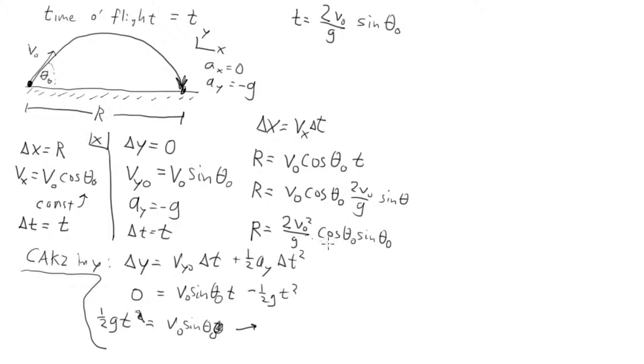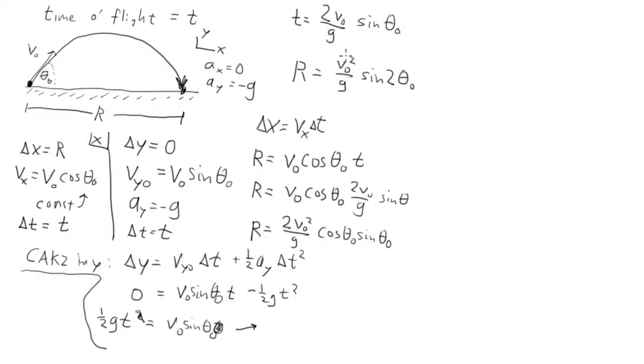And what you may remember from trig is 2 cosine theta naught sine theta naught is equal to sine of 2 theta naught, okay? So the 2 and the cosine and the sine turn into sine of 2 theta naught. And that's useful here because I'm going to write r equals v naught squared over g times sine of 2 theta naught, okay? So now, this gives t and r symbolically.